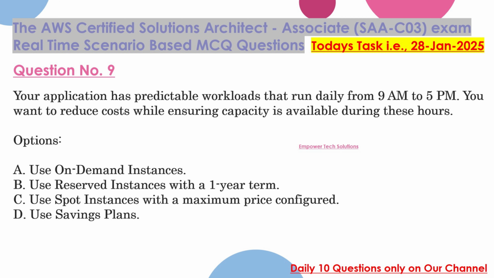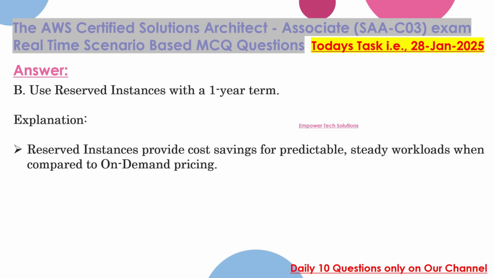Question 9. Your application has predictable workloads that run daily from 9 a.m. to 5 p.m. You want to reduce costs while ensuring capacity is available during these hours. Options: A. Use on-demand instances. B. Use reserved instances with a 1-year term. C. Use spot instances with a maximum price configured. D. Use Savings Plans. Correct answer: B. Use reserved instances with a 1-year term.